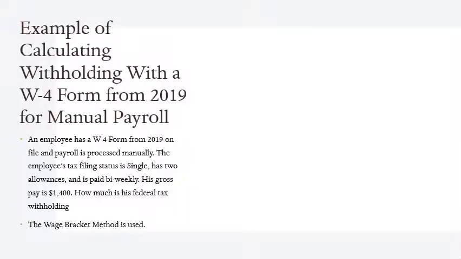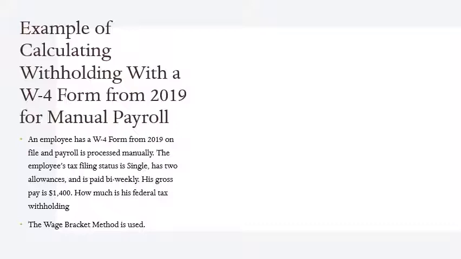So now let's take a look at an example of calculating withholding with a W-4 form from 2019 for a manual payroll. So an employee has a W-4 form from 2019 on file, and payroll is processed manually. The employee's tax filing status is single. He has 2 allowances and is paid biweekly. His gross pay is $1,400 per pay period. So how much is his federal tax withholding?